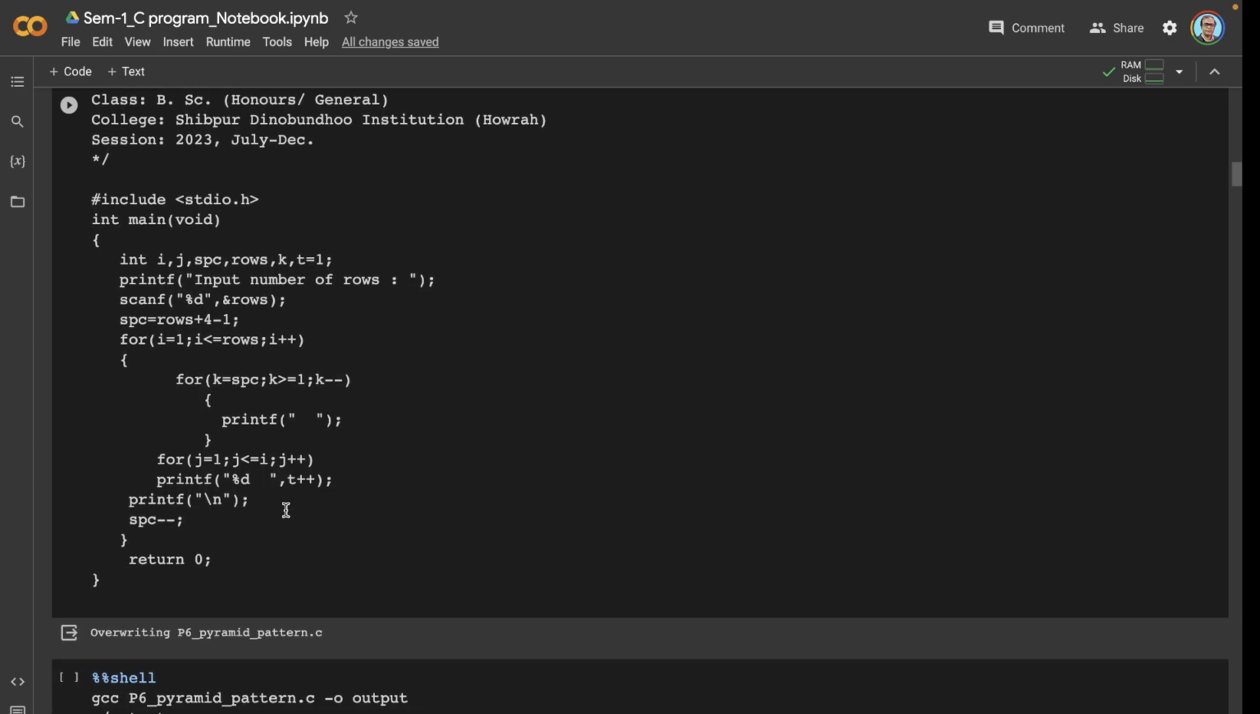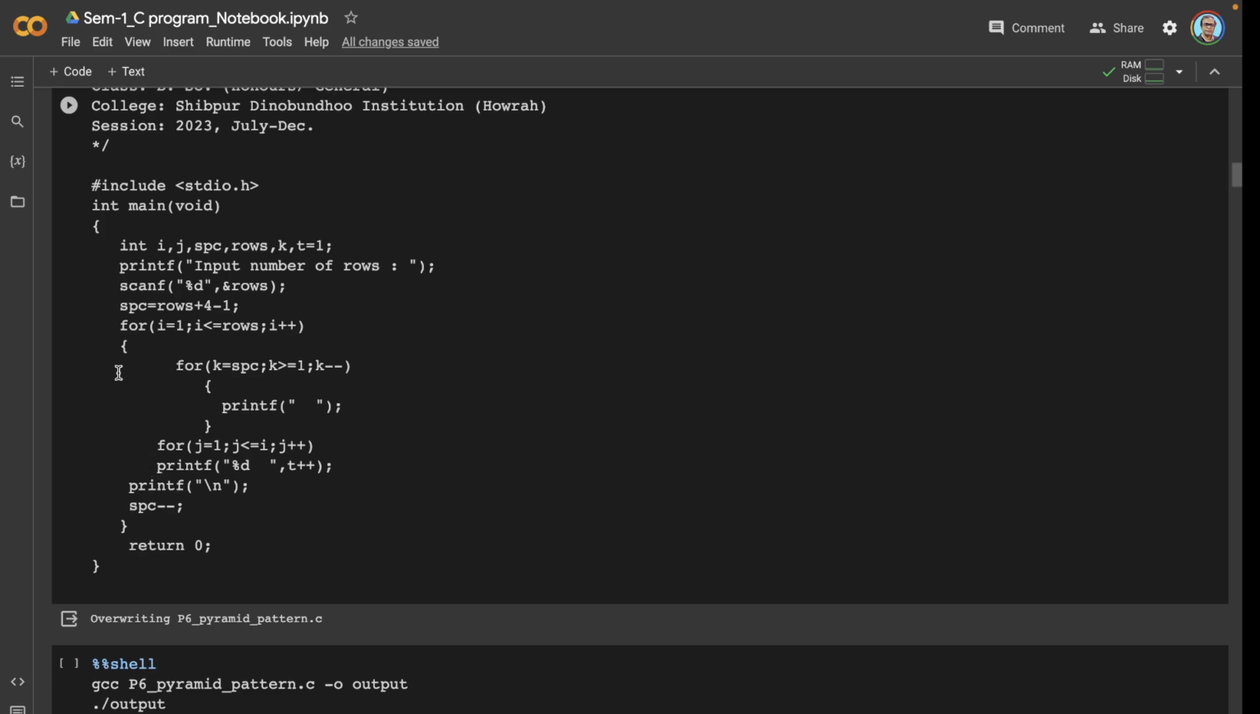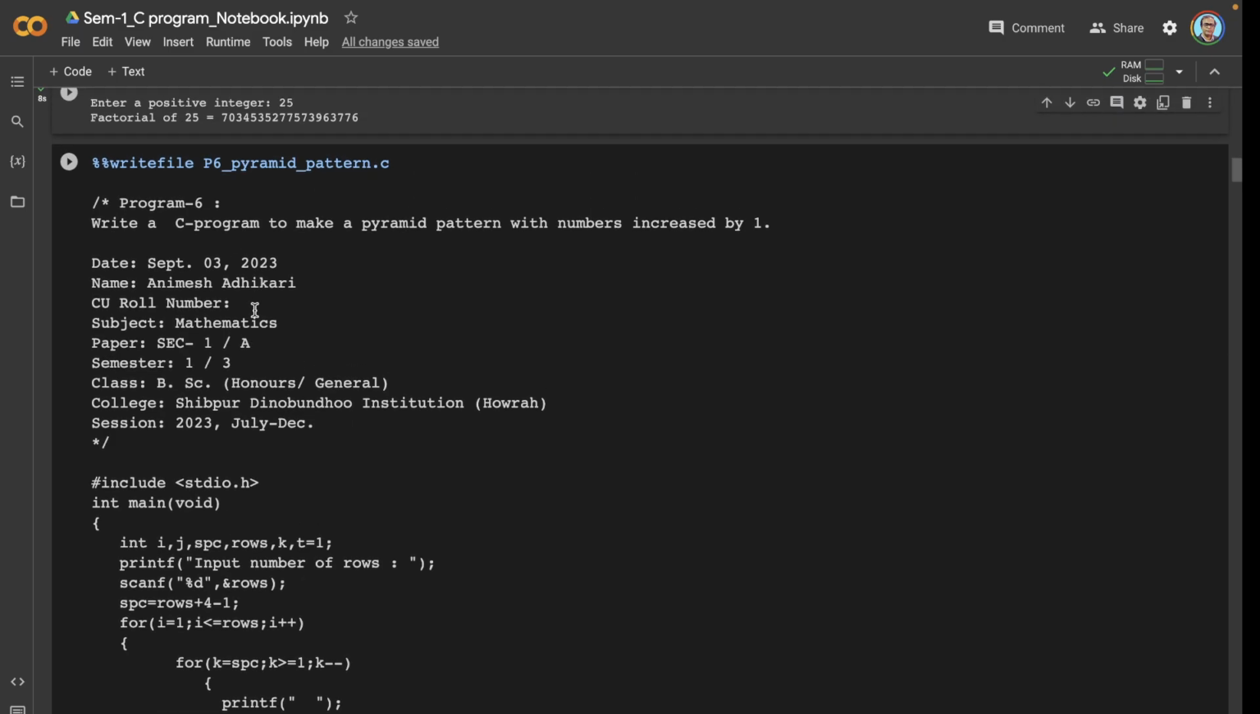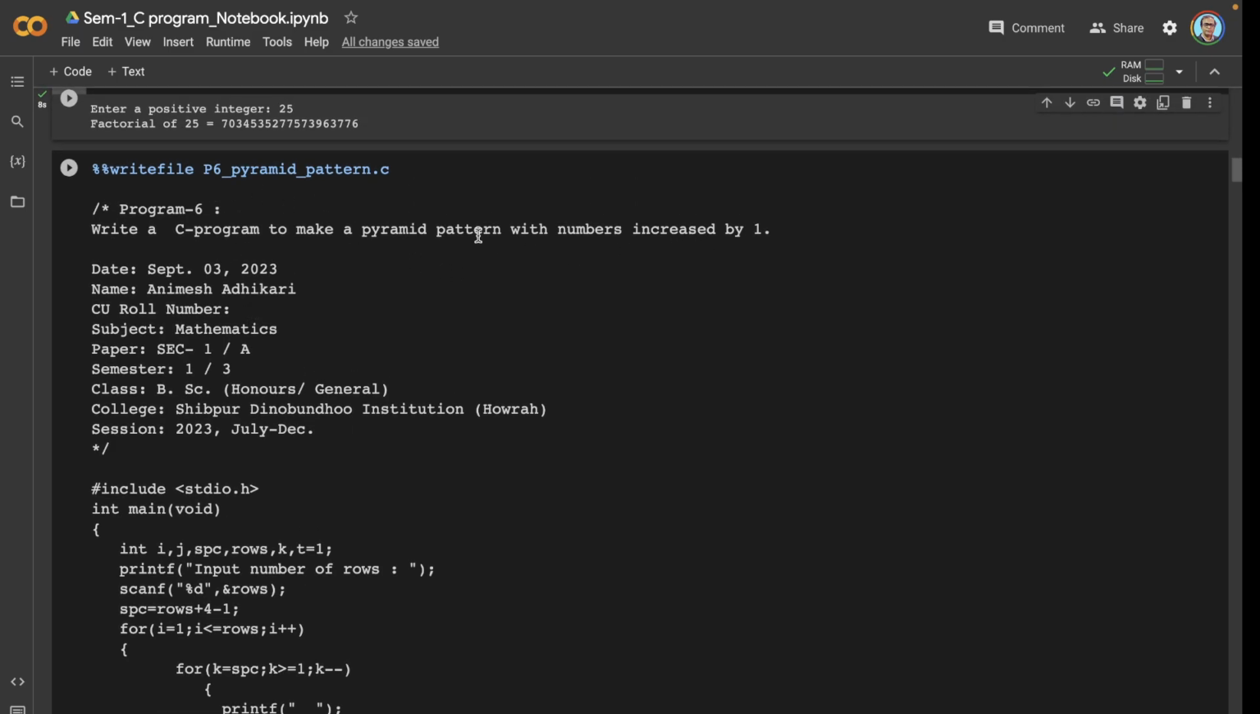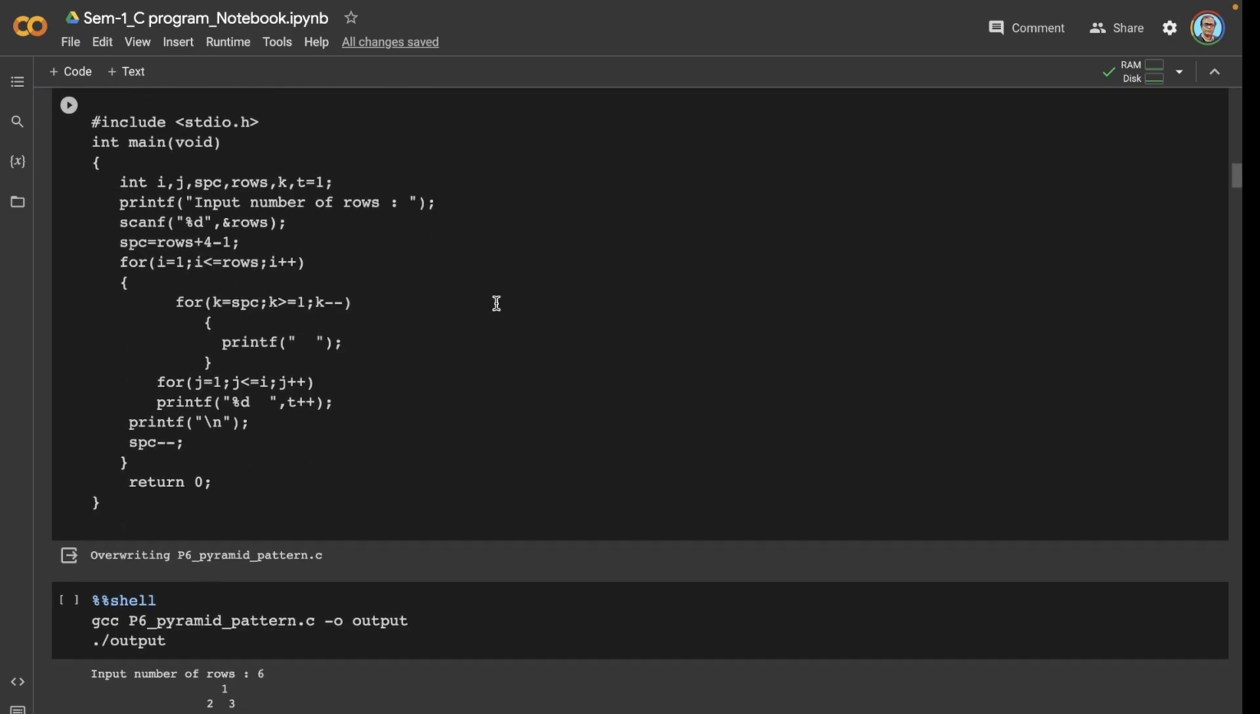T equals T plus 1 here. Printf, new line, \n. SPC minus minus means space variable, space variable minus 1. Variables, space variables, space functions, this row space. SPC means rows plus 4 minus 1. So here is the number pyramid pattern program.